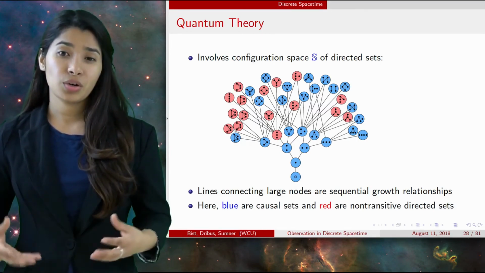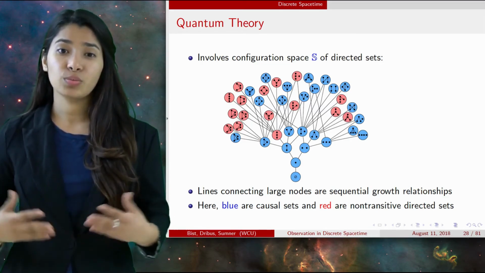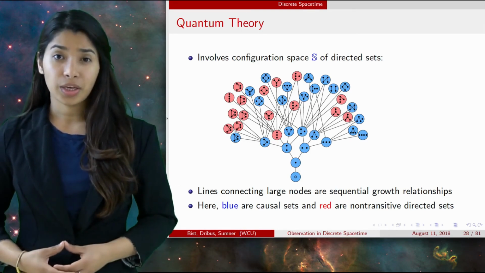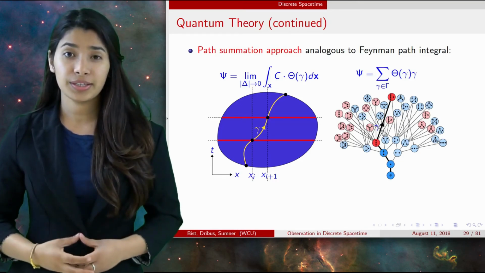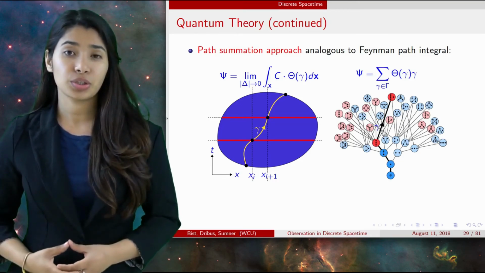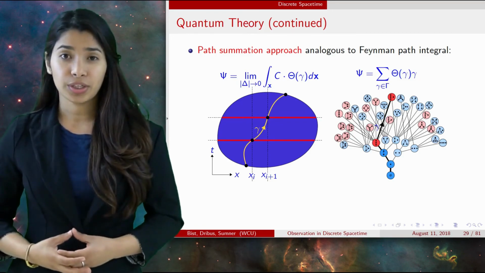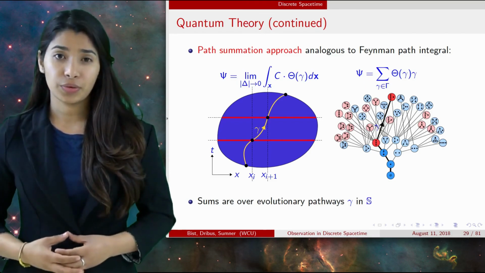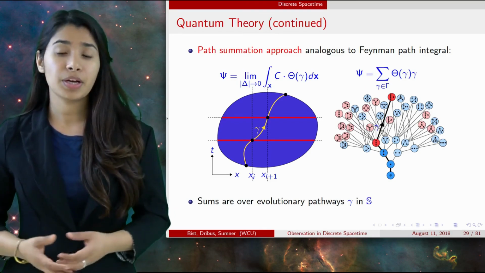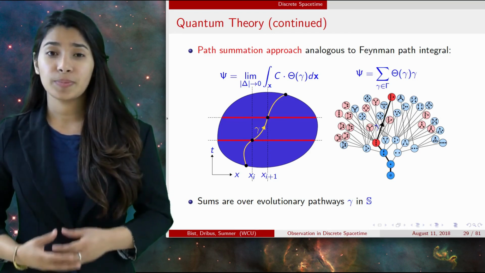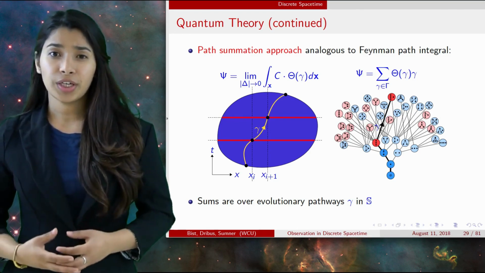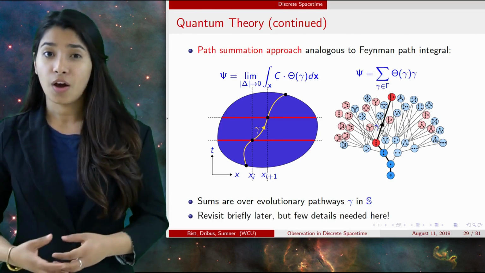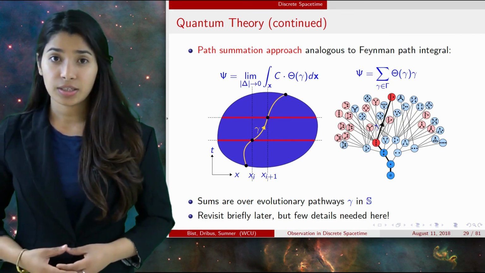The reason we included the non-transitive sets is because it allows us to model indirect causes better, and because the overall configuration space behaves better that way. It seems that the most promising way to do quantum theory in this setting is by modifying Feynman's path summation approach, which is also suggested in Rideout and Sorkin's paper. In this case, the paths that we sum over are actually evolutionary pathways on the configuration space. Later on, we will elaborate a little bit on the interesting fact that the configuration space itself has a higher level structure, which is very similar to the structure of its individual members. Overall, however, we won't need many details of quantum theory in order to introduce what we need to discuss about quantum observation.